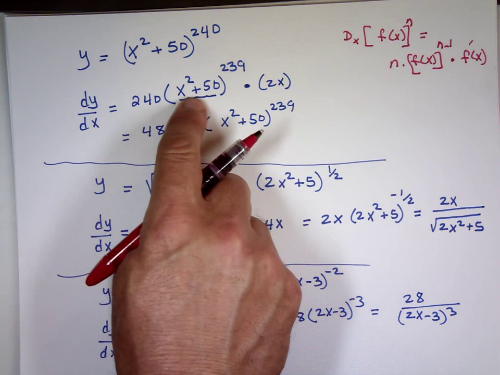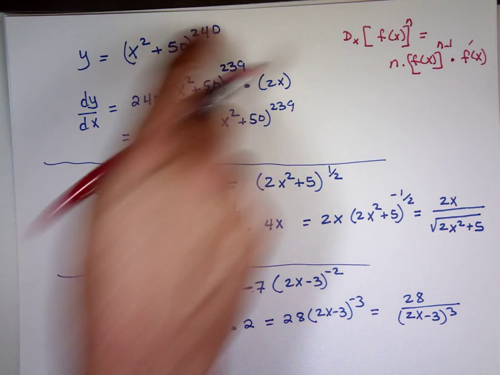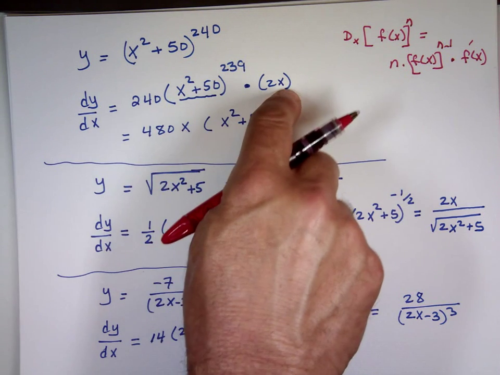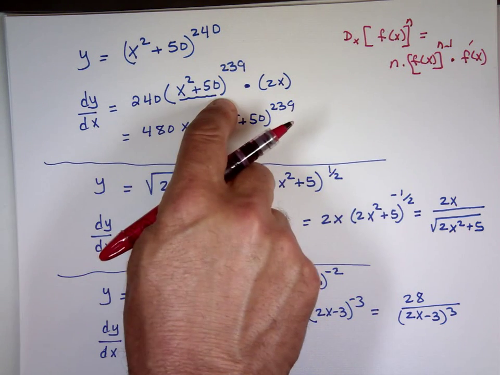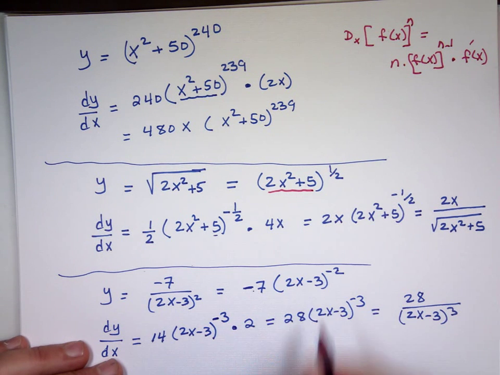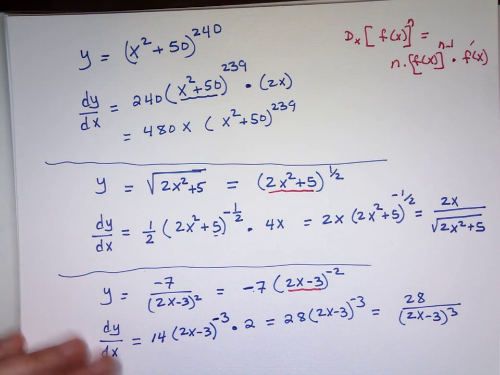A lot of people forget that little part. They go 240, yep, subtract 1 from the power, 239, but they forget to multiply by the derivative of this. So you always have to multiply by the derivative of what's on the inside. If you remember that part, that is the quickest way to take a derivative of something raised to a power different than 1. And we'll stop here.